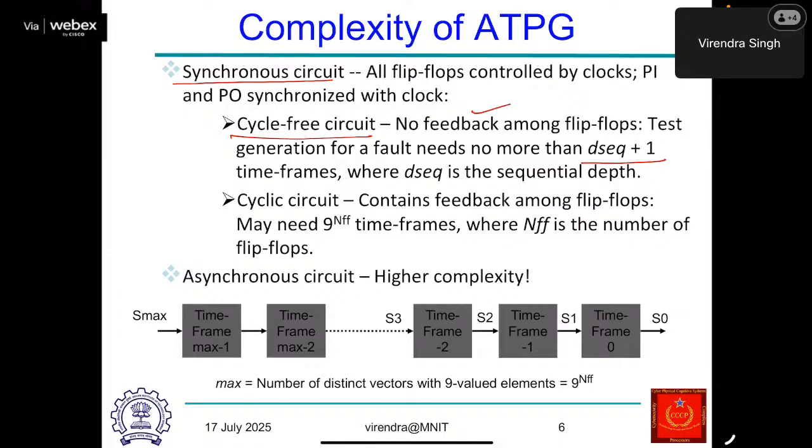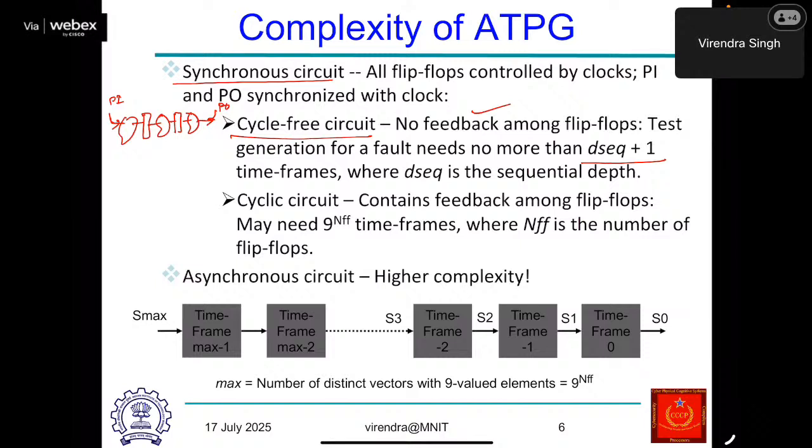Sequential depth is defined as the maximum number of flip-flops we encounter between any pair of input and output. So let's say there is a pipeline circuit wherein you have combinational logic, there is a register, another combinational logic, there is a register, another combinational logic, like this. Now in this circuit, if I look from any primary input, this is my PI, and then this will go to the PO.